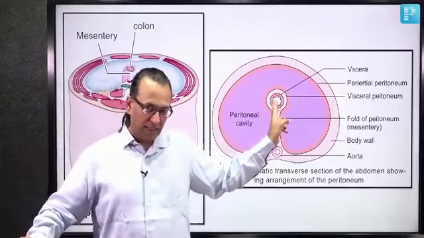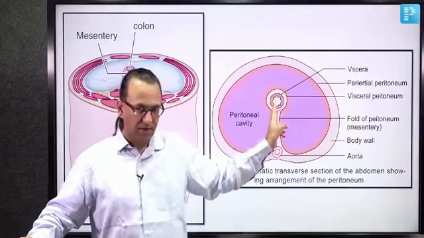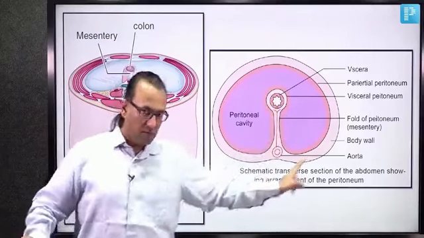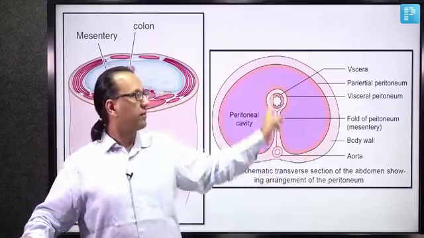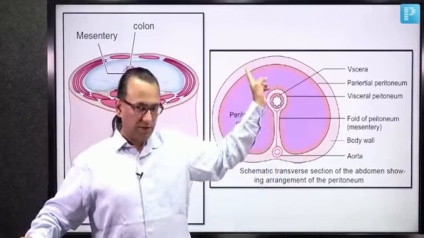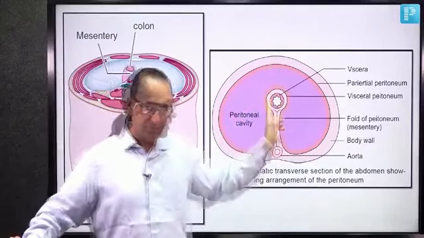Now, this gut tube is the axis which will decide whether it is a dorsal mesentery or ventral mesentery. If it is attaching to the posterior abdominal wall, then it will be called the posterior mesentery or dorsal mesentery. If it is attaching to the anterior abdominal wall, then it will be called the ventral mesentery or anterior mesentery. And depending upon which viscera it is attaching, the names are given.